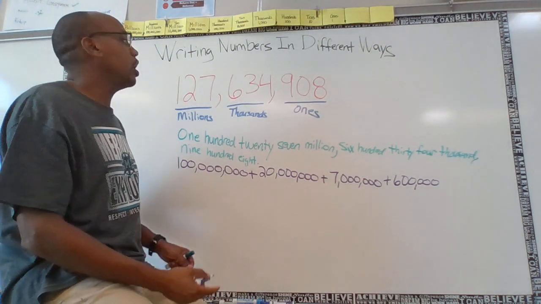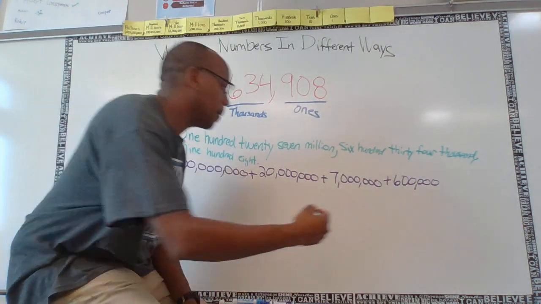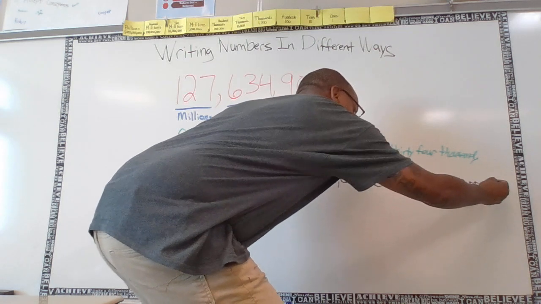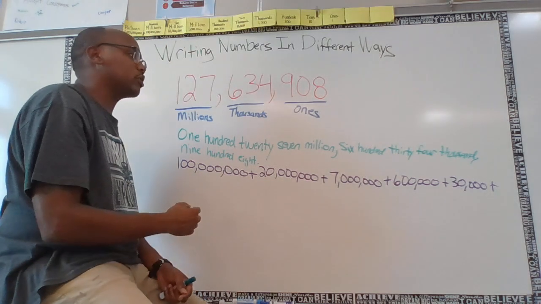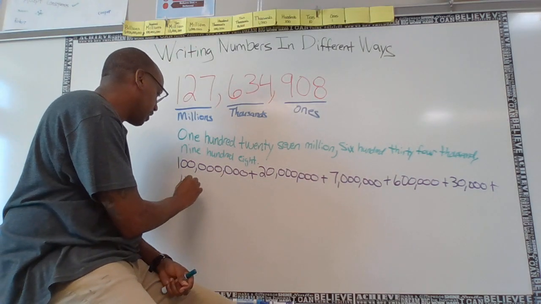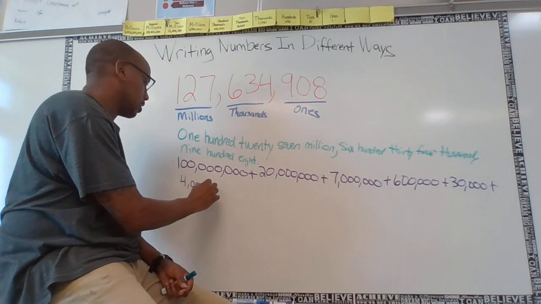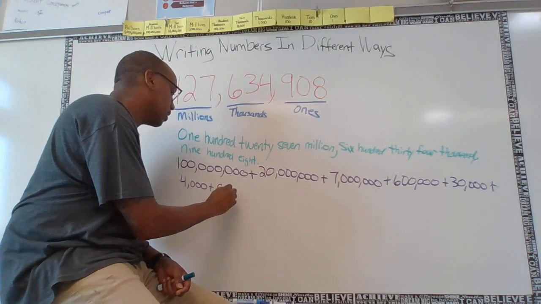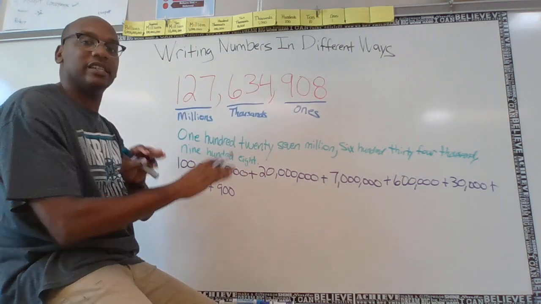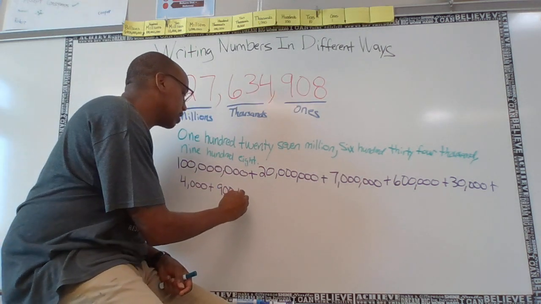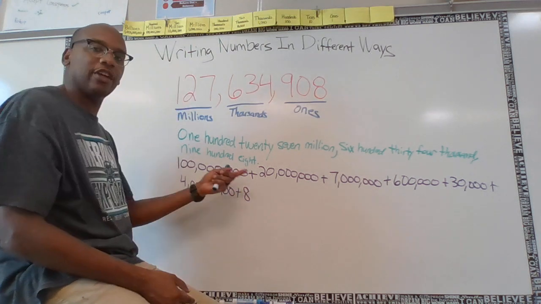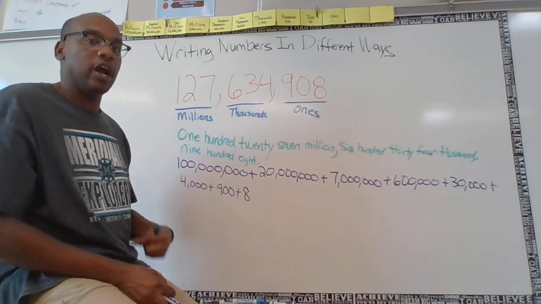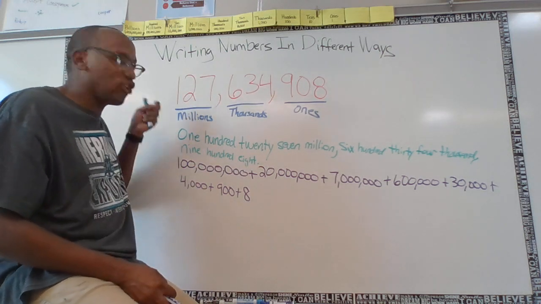How much is it worth? 30,000. The 4 is in the thousands place, so it's plus 4,000. The 9 is in the hundreds place, so it's plus 900. We're going to skip past the 0 in the tens place. It has no value. And the last number, the 8, is in the ones place. The value is worth 8. So expanded form is separating by value how much the actual number is worth in that spot.